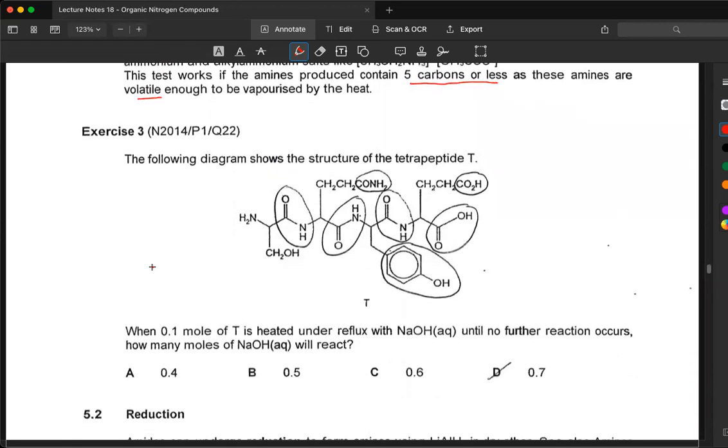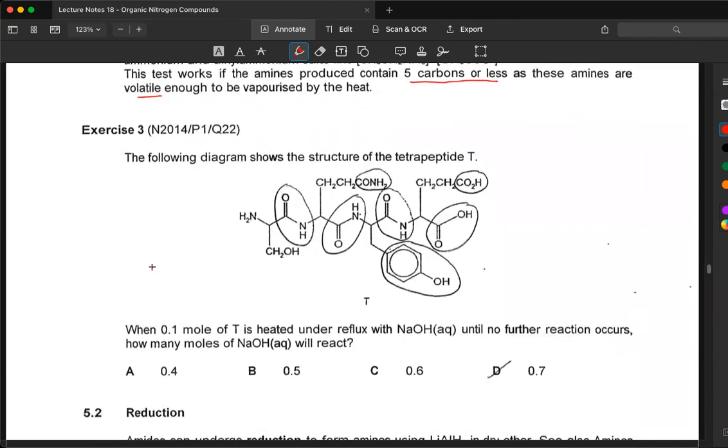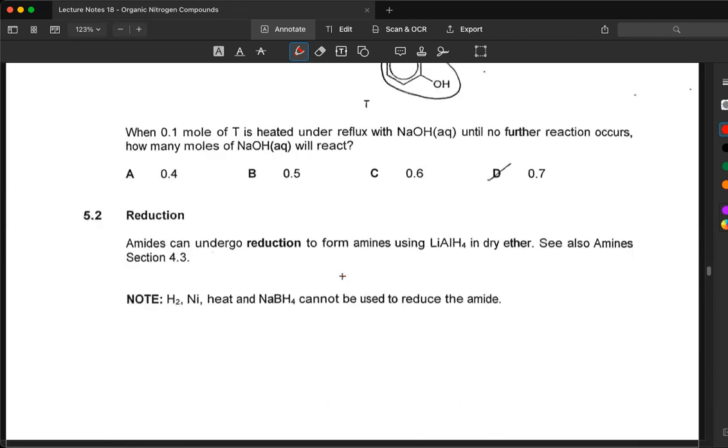Okay, let's look at one example. The diagram shows the structure of tetrapeptide T, with peptide bonds. When 0.1 mole of T is heated, how many moles of sodium hydroxide will react? You have 1 here, 1 here, 1 here, 4, you also can 5, 6, and 7. So it's 7.